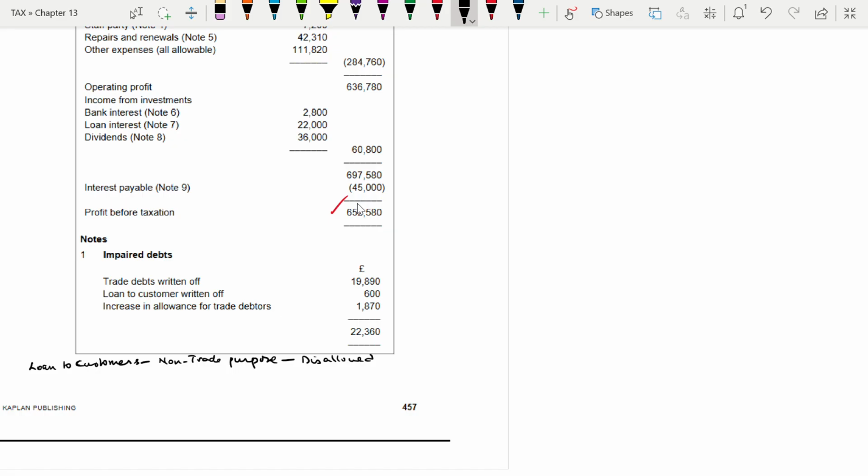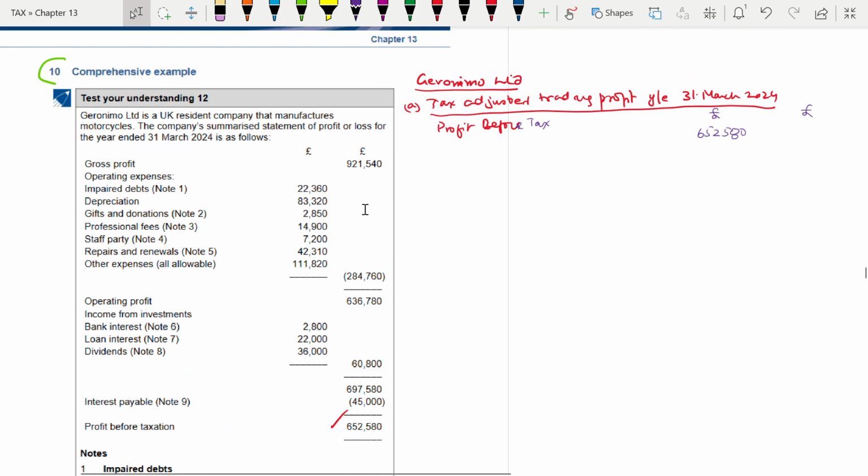Okay, it is disallowed. See, you have to be very focused. You cannot say no. You have to be very focused. The reason we have to say is loan to customers. It is not for trade purpose. If it is for non-trade purpose, you have to add back. Okay, loan to customers. So I added? Yes. It is a non-trading expense. You cannot take anything non-trading. You have to add back.